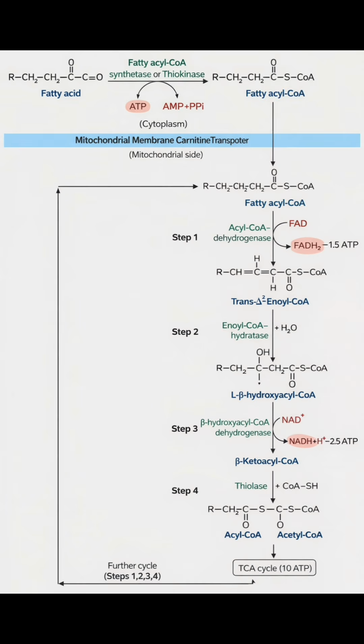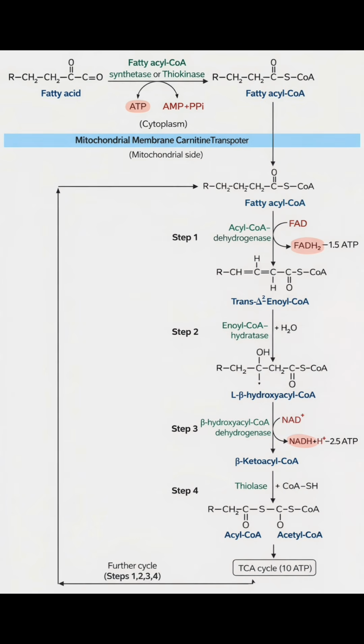Inside the mitochondrial matrix, the beta-oxidation cycle begins. Each cycle removes 2 carbon atoms from the fatty acid chain. Step 1. Oxidation. 2 hydrogen atoms are removed from the alpha and beta carbons of fatty acyl-CoA, forming a double bond between these carbons. These hydrogens are accepted by FAD, which is reduced to FADH₂. The product formed is enoyl-CoA.